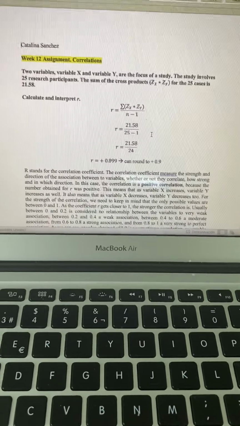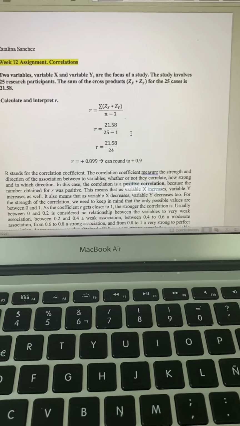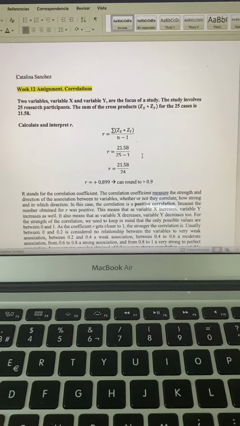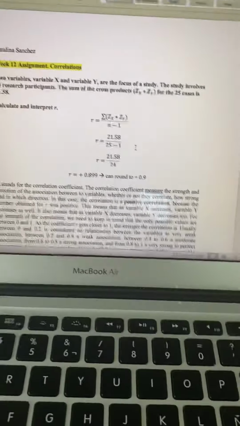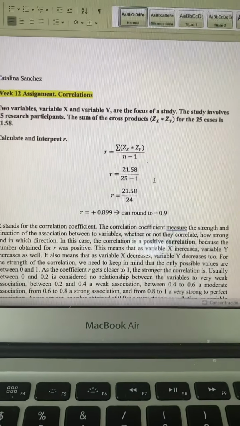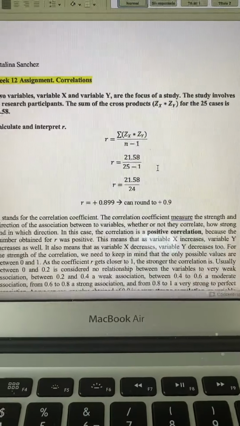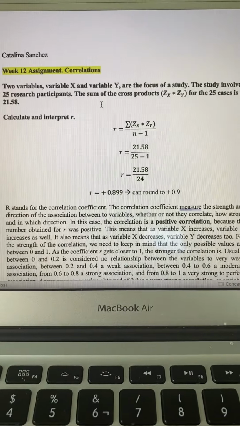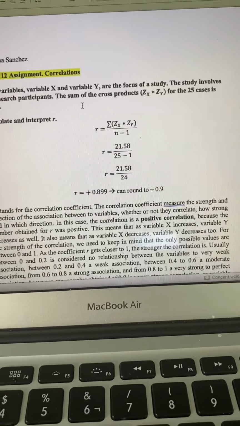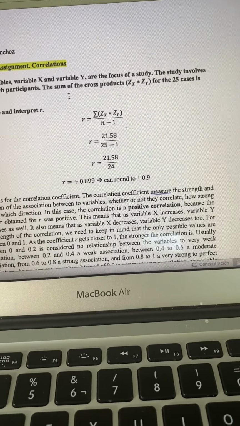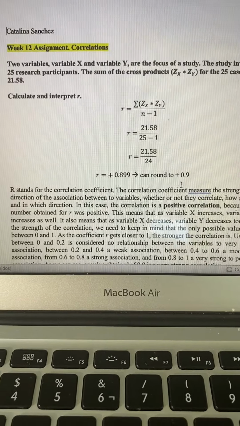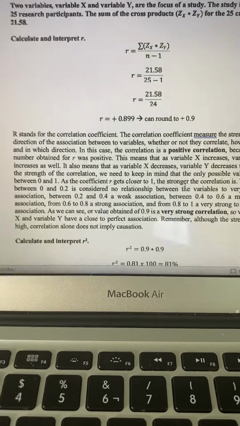So it was pretty simple. First, it asked us to find the Pearson correlation coefficient R, and they gave us basically all the values we need to easily just solve this formula for this case to find the correlation between variable x and variable y. So after replacing all the values, our correlation coefficient was 0.9 positive.